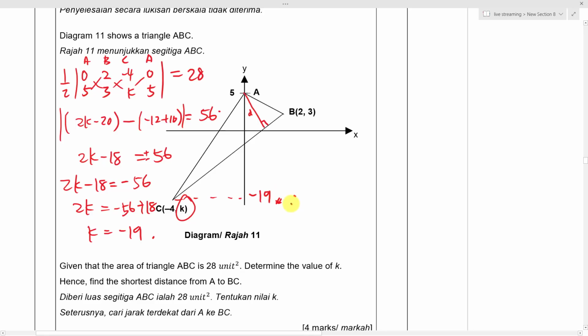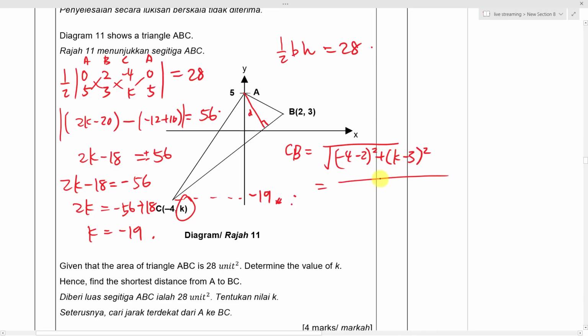Then I want to find the shortest distance. Since this is 90 degrees, I have another formula: half times base times height equals 28. Height is the D here, and the base is CB, so I need to find the length of CB. The length of CB is the square root of (negative 4 minus 2) squared plus (K minus 3) squared. So it's the square root of 36 plus (K minus 3) squared, and K will be negative 19.